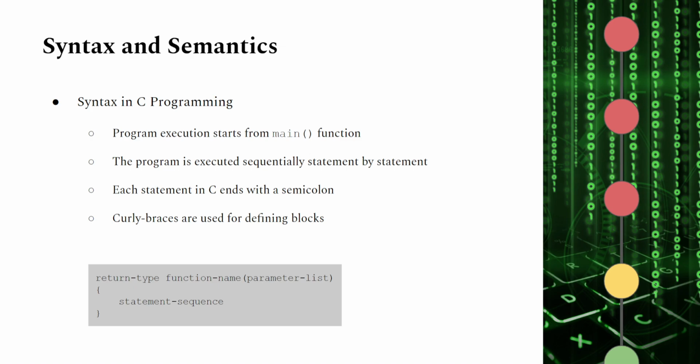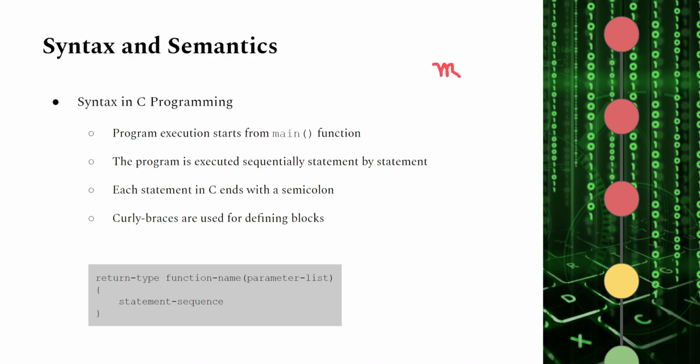Now comes another part where we discuss the syntax in C programming. We try to delve a little bit more into it because, as I mentioned earlier, syntax can be understood much more easily than the semantics. So, syntax in C programming: program execution starts from the main function. If you have experienced some code, you always remember that we always write a main function.